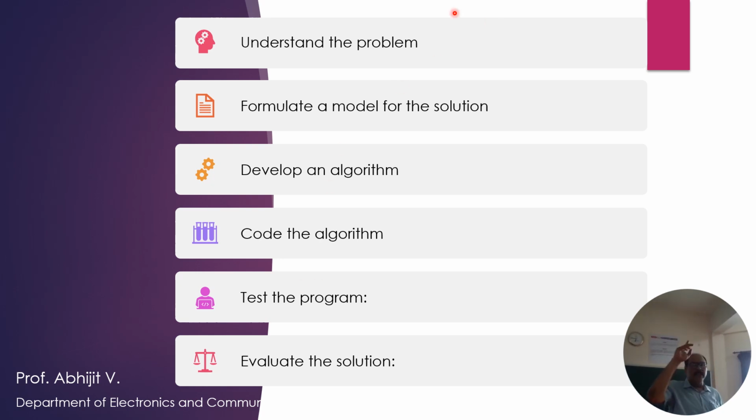So, to summarize the basic points, in the problem solving process, we begin with the first step, understanding the problem. Second step, formulating a model. Third step, develop the algorithm. Fourth step, write the program or coding. And fifth step, test the program. Sixth step, evaluate the solution. This is the summary of what we have done today. Is that clear?